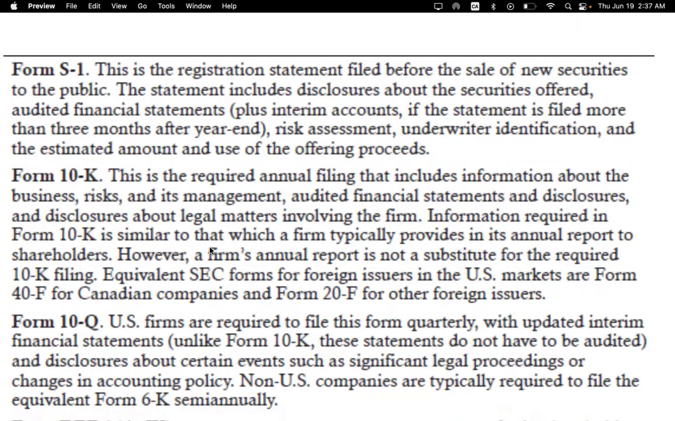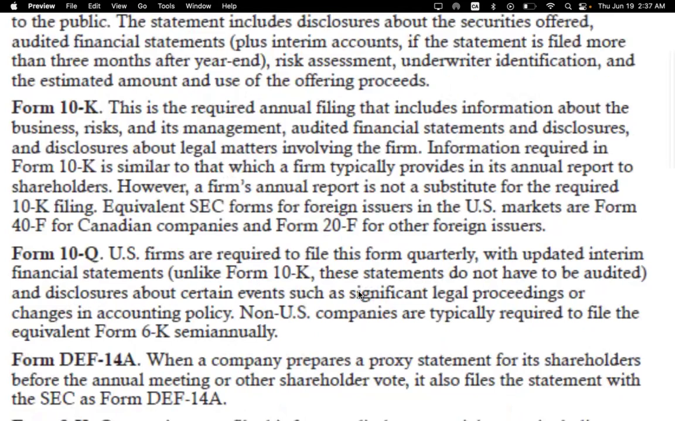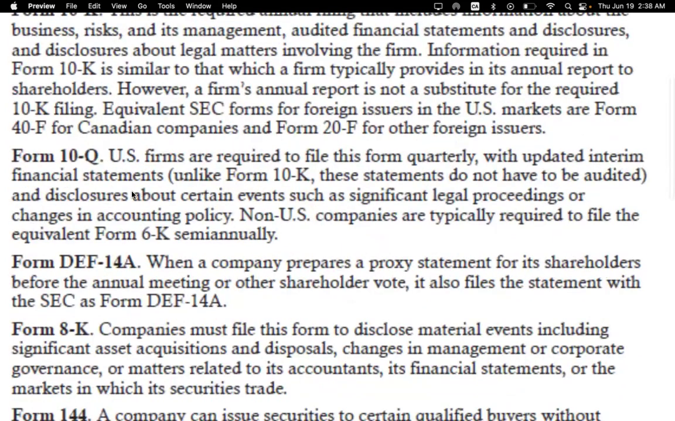And then for Canadian companies within the US, the equivalent form is 40F. For non-US companies and non-Canadian companies as well, the equivalent form is 20F. Okay, Form 10Q has unaudited interim financial statements. And then the equivalent for non-US firms within the US is Form 6K.